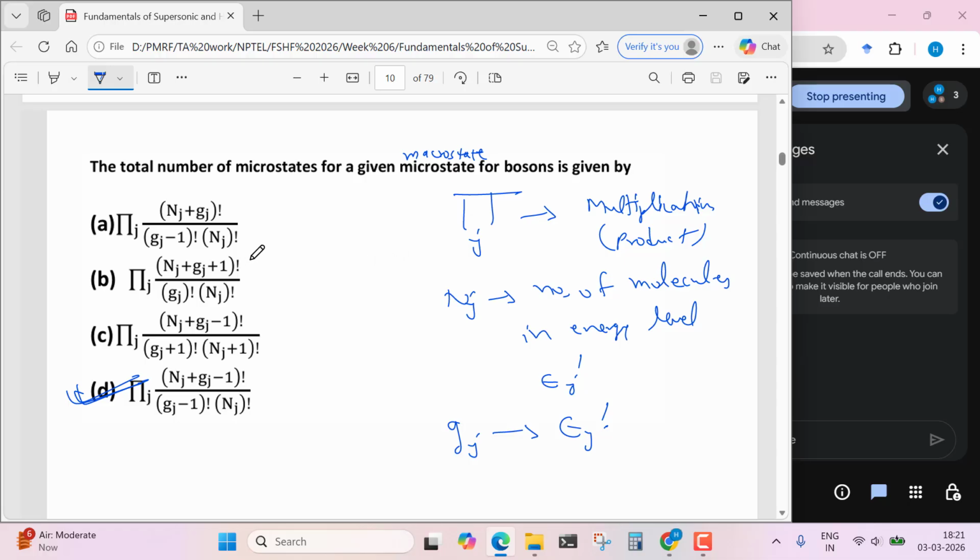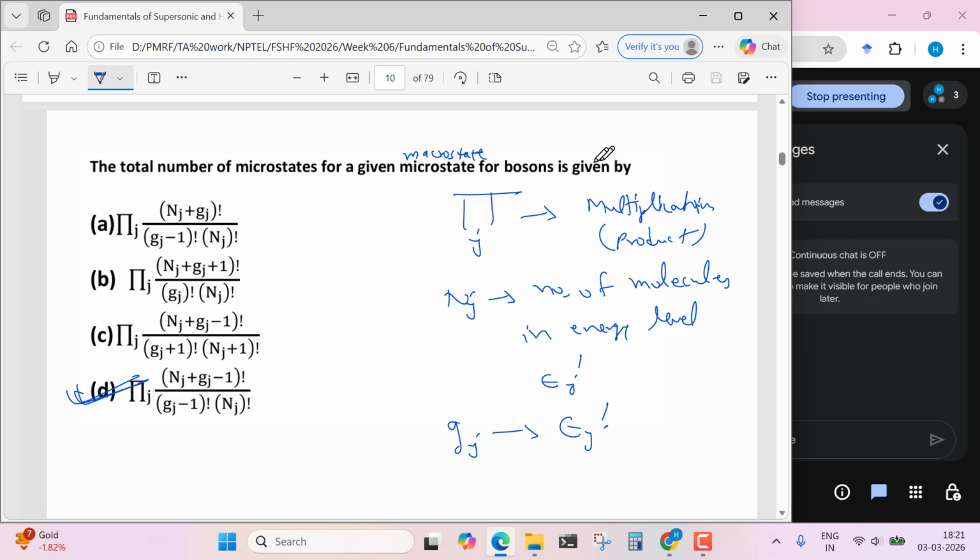The total number of microstates for a given macrostate for a boson is given by which option? There are 4 options: pi j (nj plus gj) factorial upon (gj minus 1) factorial nj factorial, and all the options are with some small changes. So what will the answer be for this?